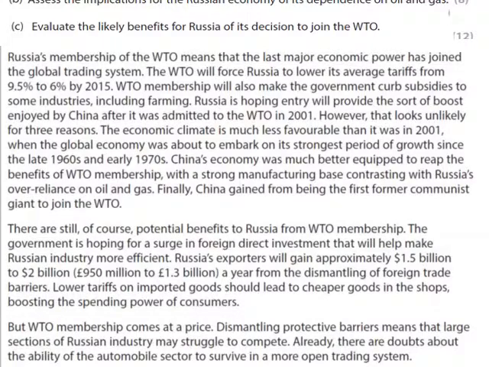Okay, the last big mark question linked to the case study was an evaluate question. So what we need there was two sides plus a judgment or an evaluative conclusion. The likely benefits for Russia of its decision to join the WTO. A nice technique that I saw some students use is when we mentioned how you could rephrase that question, somebody crossed that out and just wrote free trade to help them remember that that was the key thing here.